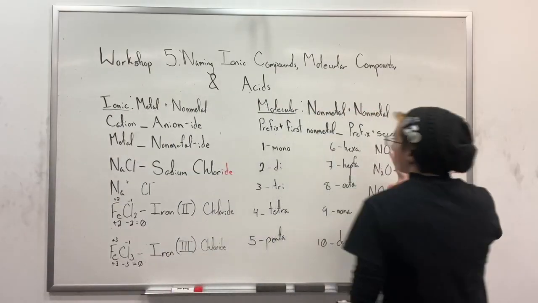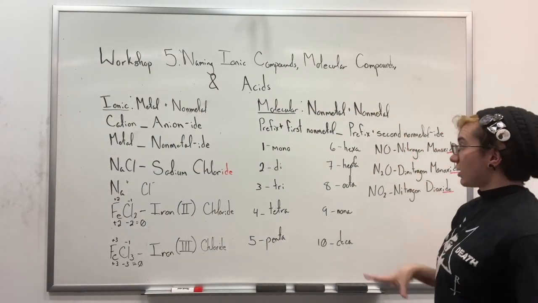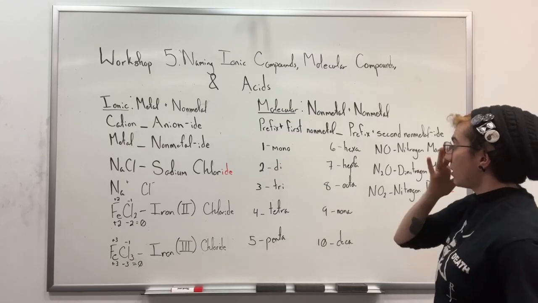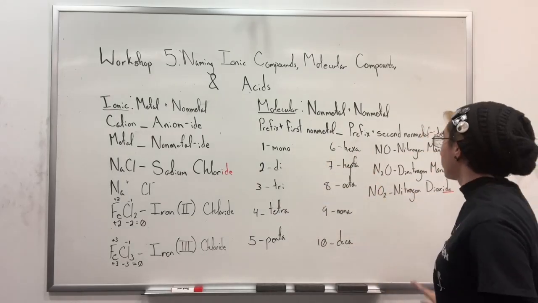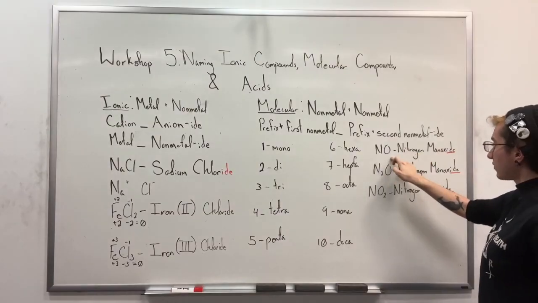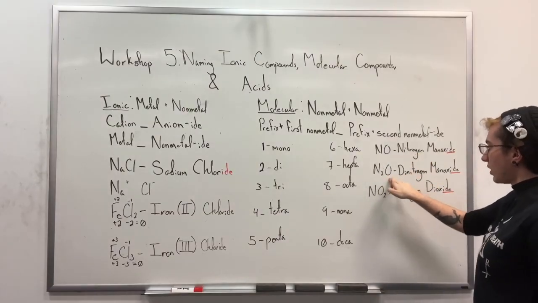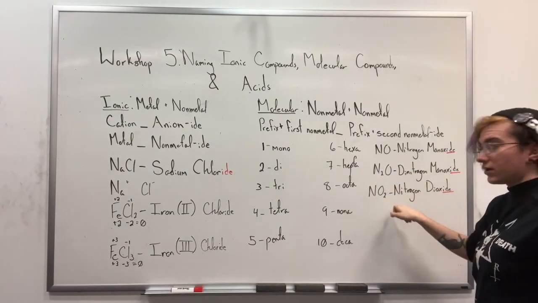For molecular, it's a sharing of electrons. We can't use charges for the naming, so instead we use prefixes to say exactly how many of each element there are. Nitrogen monoxide, dinitrogen monoxide, nitrogen dioxide.